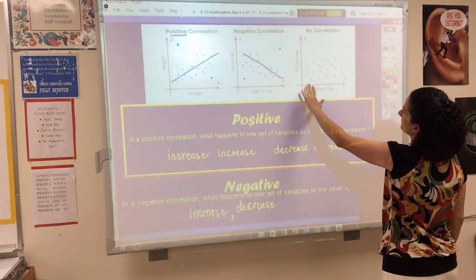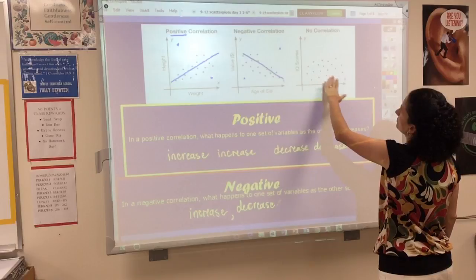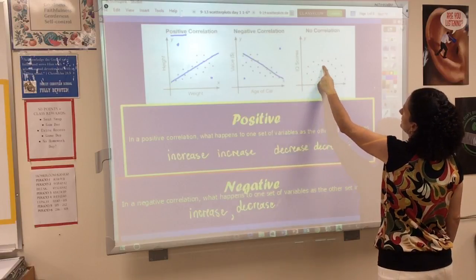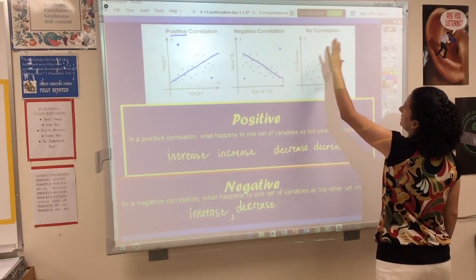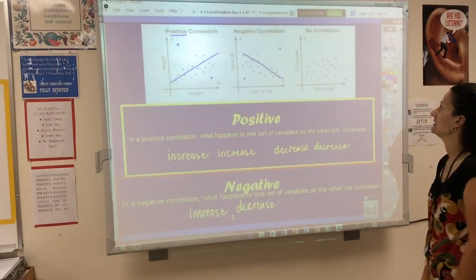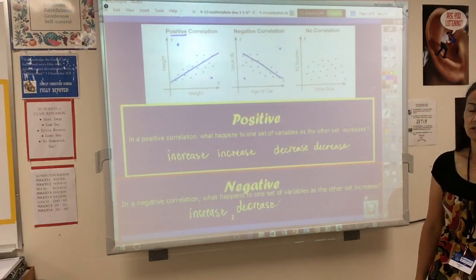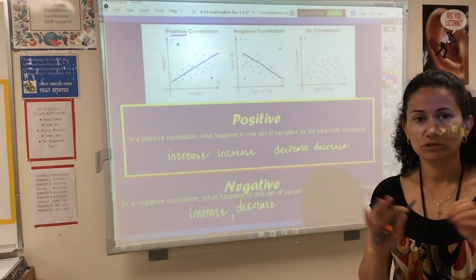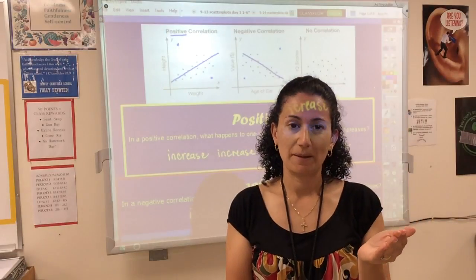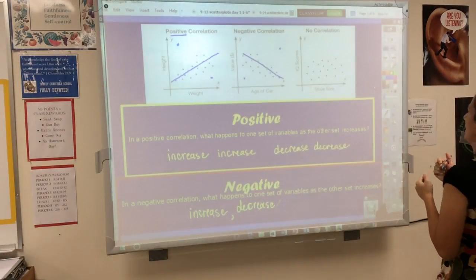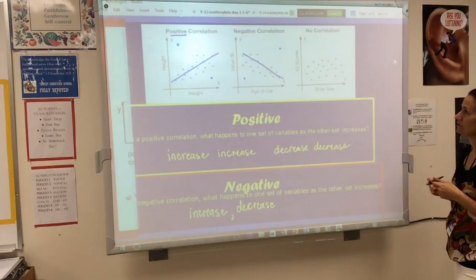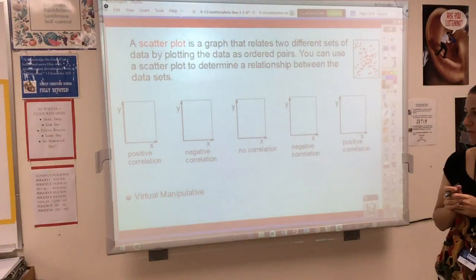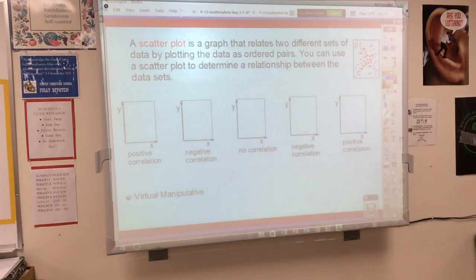Therefore, you see the dots scattered. You see that there's no general trend. You can't say these are going up or going down. They're just scattered all over the place. No correlation. So when you see the dots scattered, there's no relationship between the variables. All right, we're going to look at some more examples of relationship between variables and try to figure out whether they're positive, negative, or no correlation.